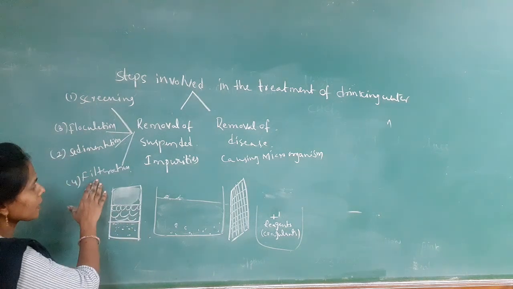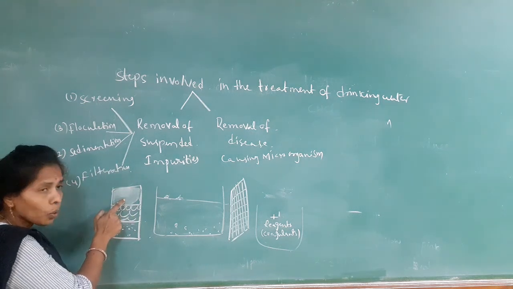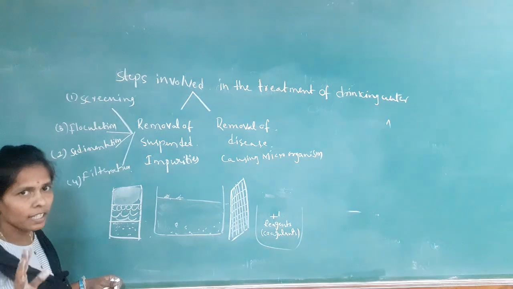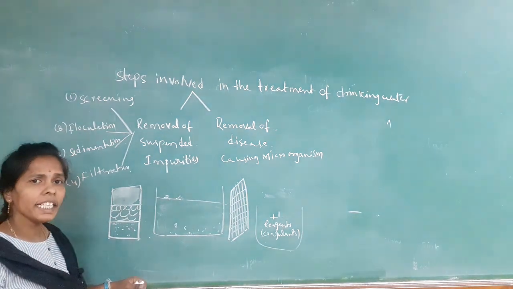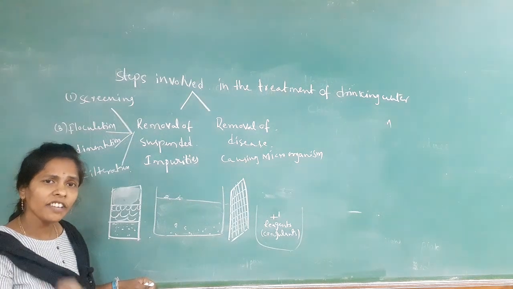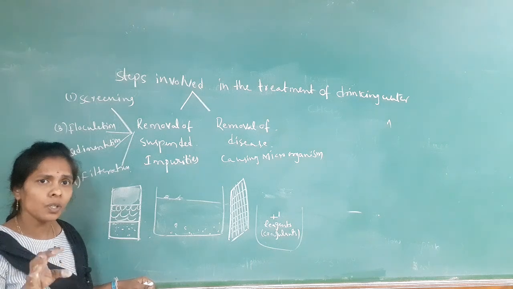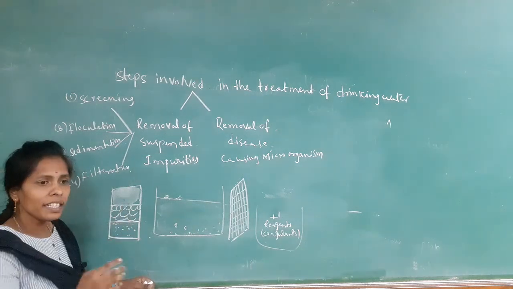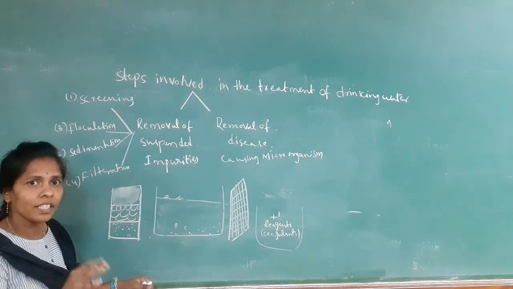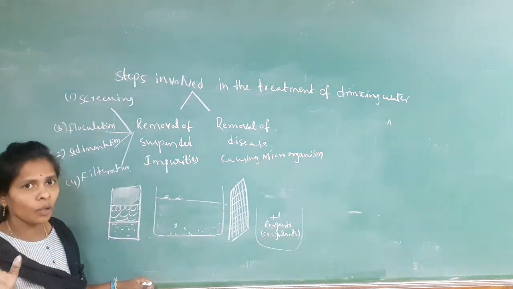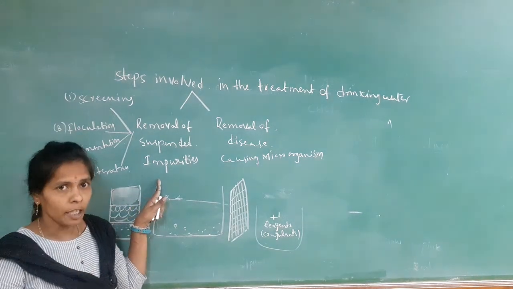So, when we are passing the water through the filter bed, the charcoal is removing the color present in the water sample. That is the nature of charcoal. The charcoal is absorbing whatever color is in the solution. The gravel and sand are filtering the remaining impurities in the water sample. So, that is the removal of suspended impurities.